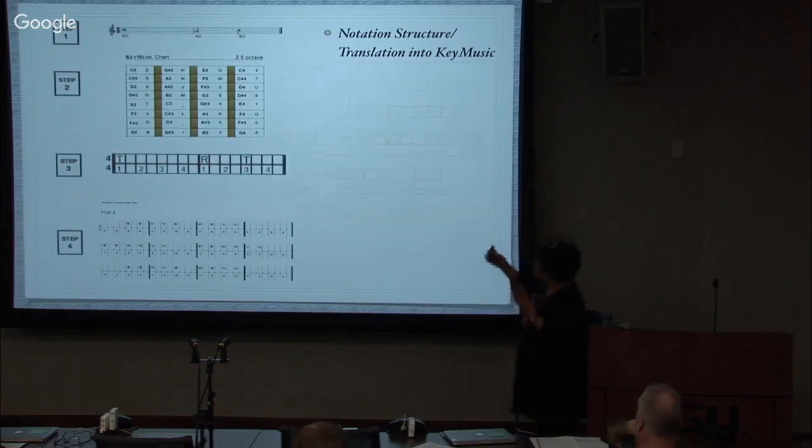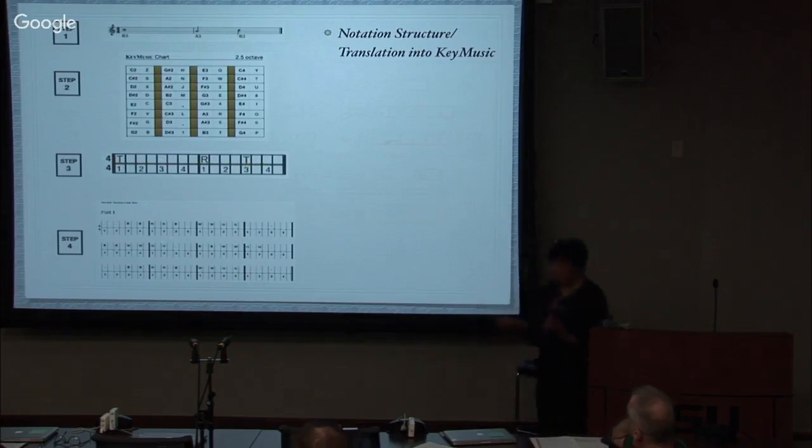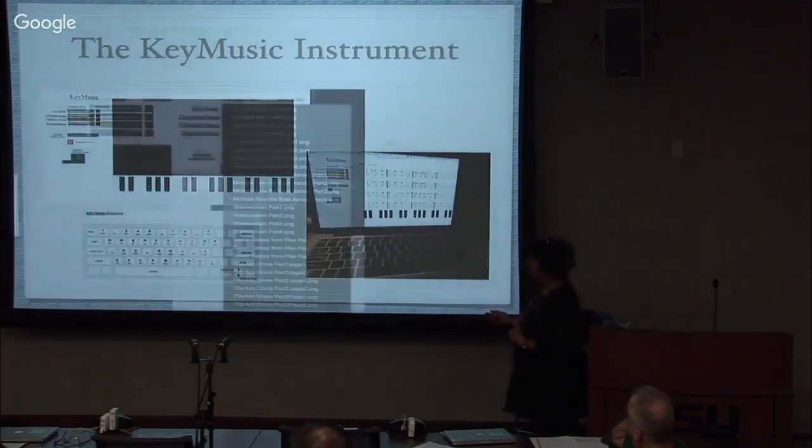So this is the whole structure of it. You have regular traditional notation, you assign the scientific pitch notation to the note, you look at your key music chart, and find the pitch notation that gives you whatever letter you're going to play on your keyboard. The next step is you plug it into the grid at the right time, and then voila, you have a piece of notation that's able to be played.